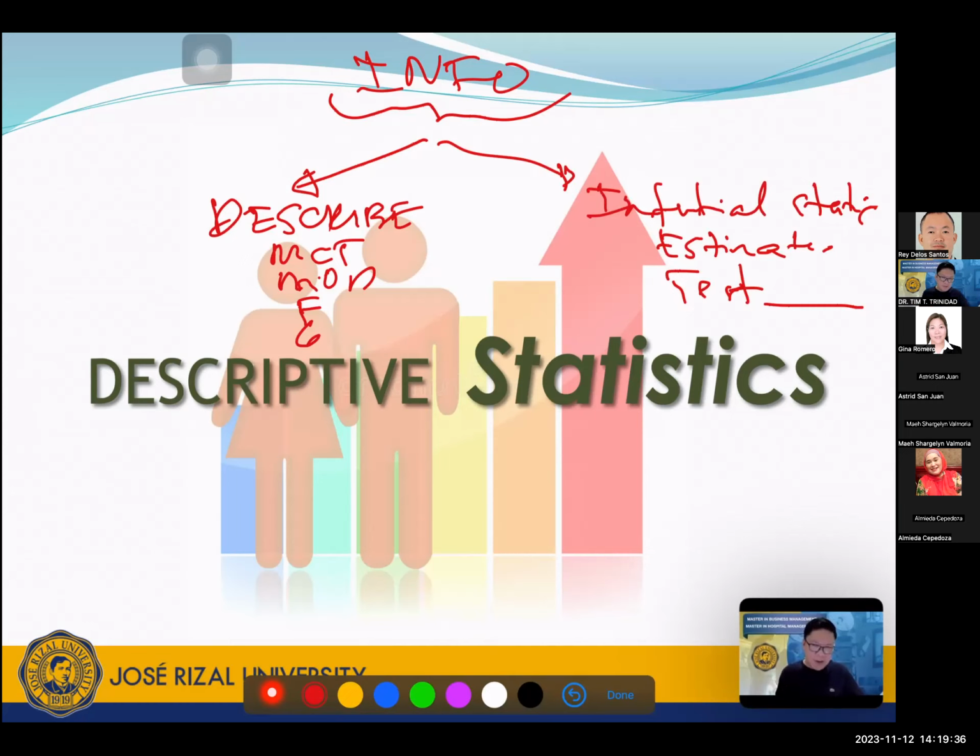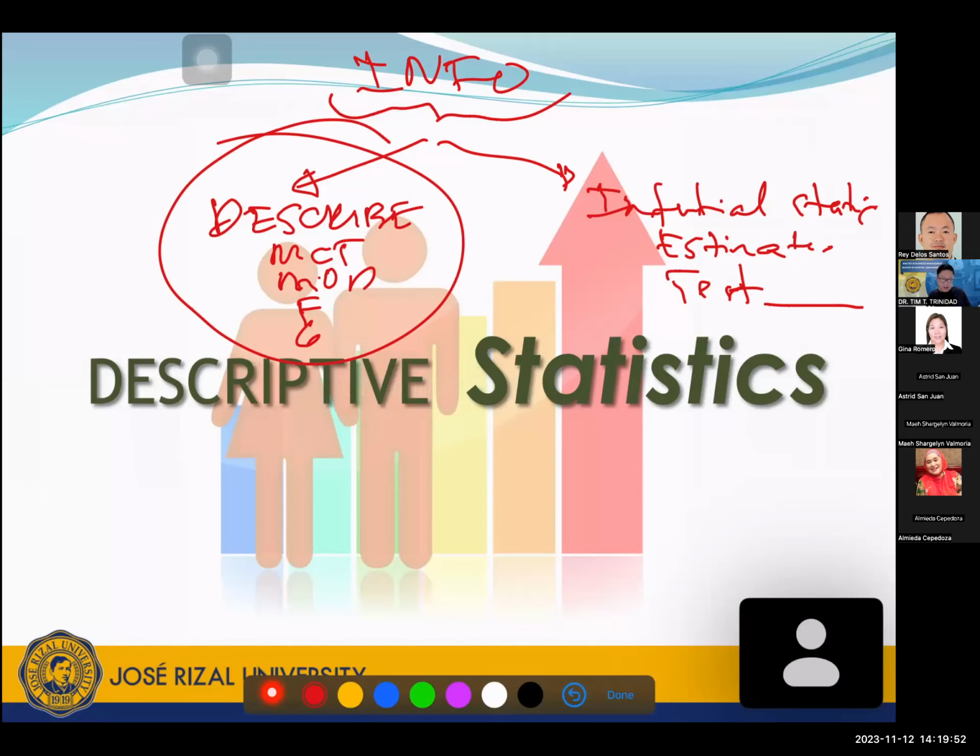Are you still with me? Yes. Yes. Yes, Doc. We're now ready to proceed with the first branch or first part of your statistics, which is descriptive stat. Can we proceed? Yes po. All clear. So malinaw na. Kasi baka hindi na natin mabalikan ito sa dami ng ating pag-uusap.